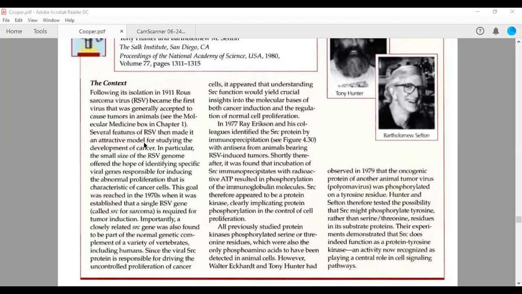So this Rous sarcoma virus became a major model to study cancer.